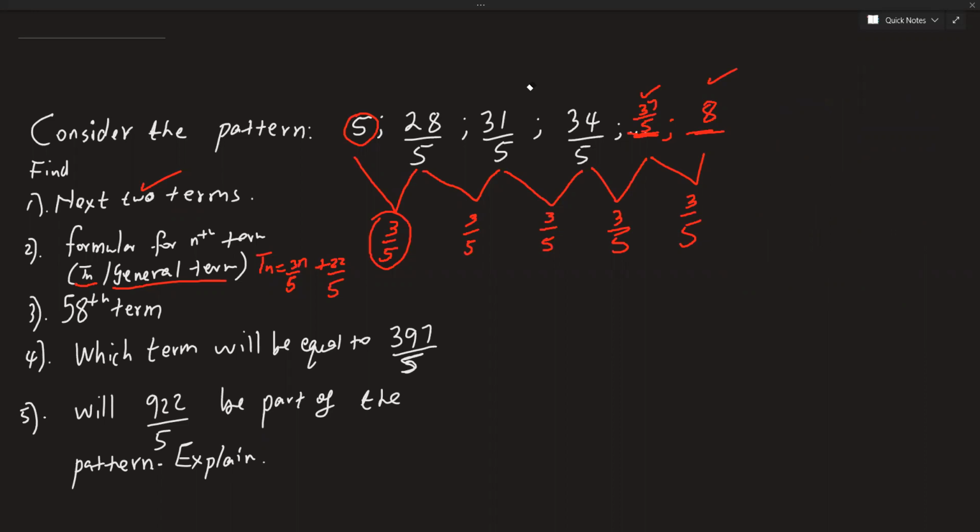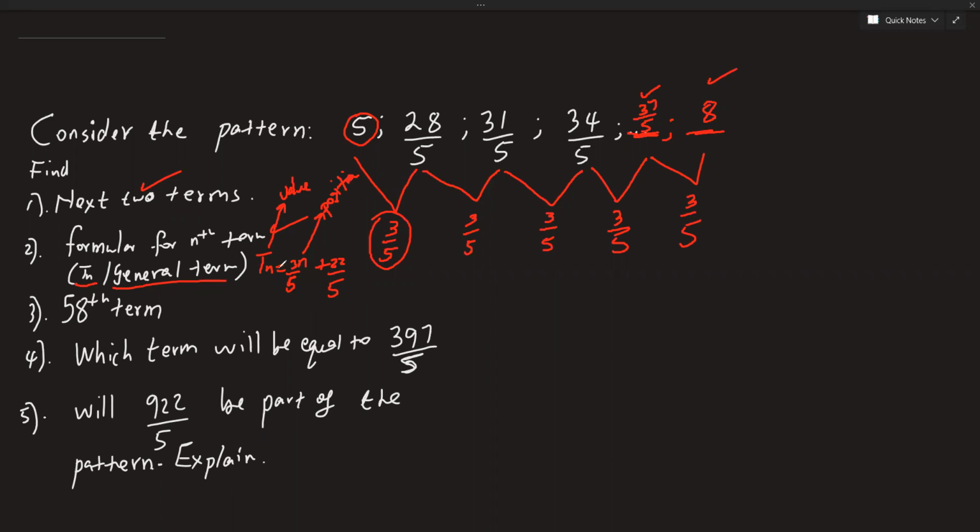Now we can go to the next question. In the next question, they want us to find the 58th term. So let's discuss this again. The Tn is the value, and n is the position.